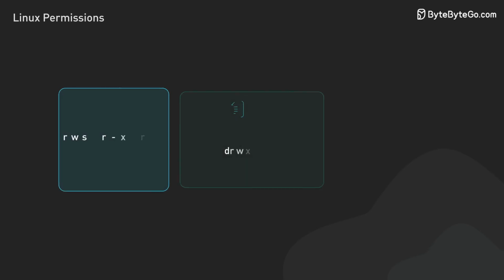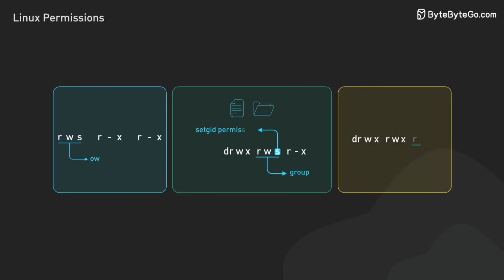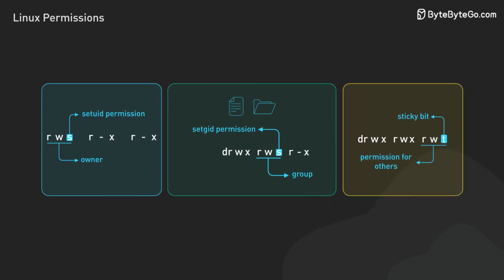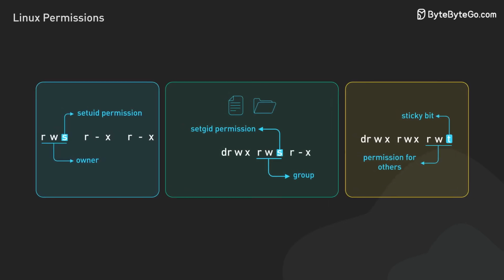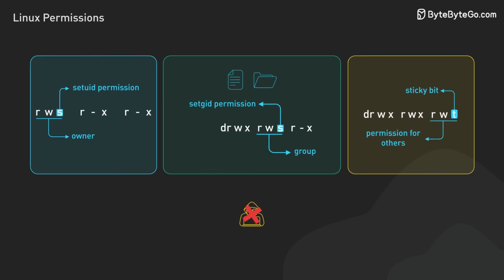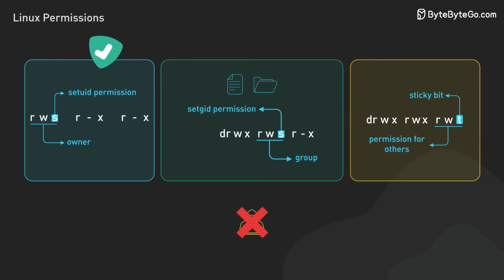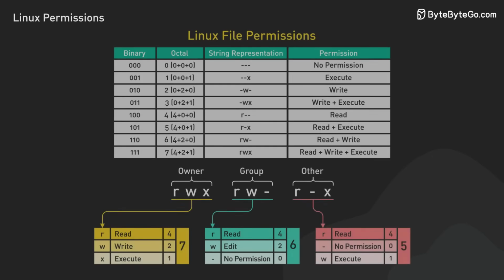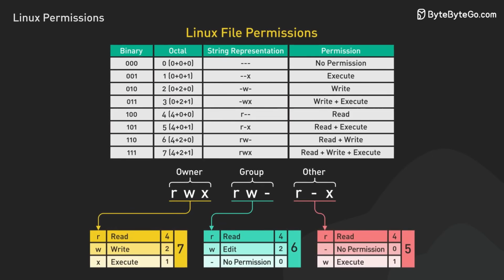Understanding these permissions and special bits is essential for managing access and ensuring security in your Linux environment. Correctly setting file permissions and special bits can prevent unauthorized access and accidental modifications, safeguarding your data and ensuring smooth collaboration. That's it for today's video on Linux file permissions.